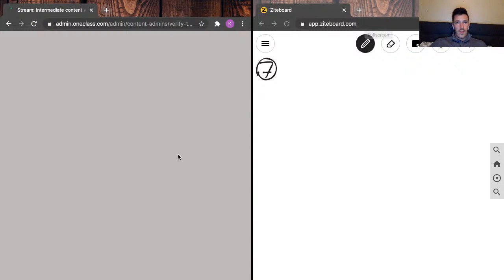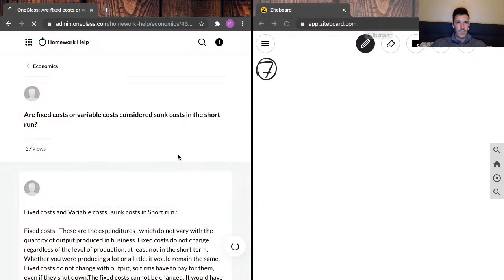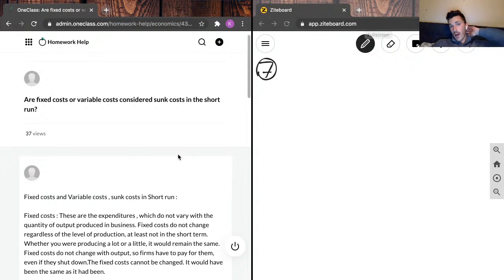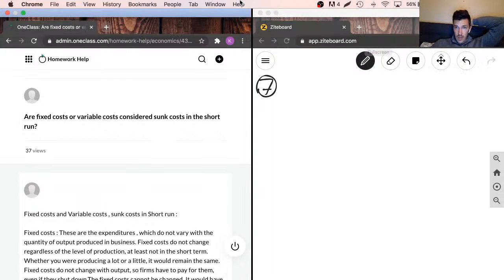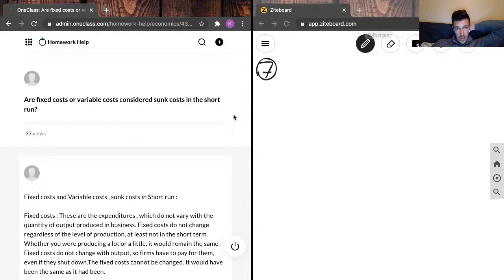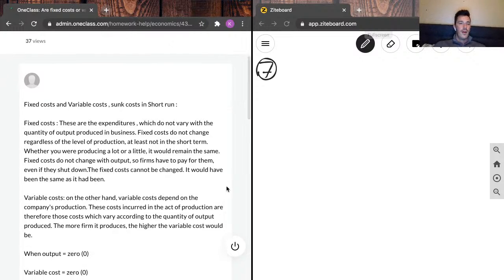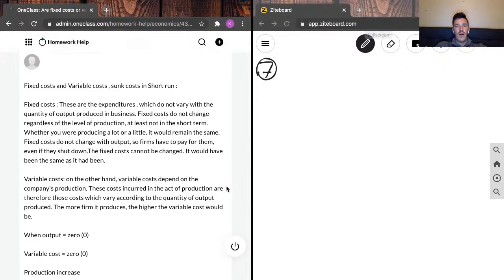Move on now to the last question. Are fixed costs or variable costs considered sunk costs in the short run? So our junior tutor has said that fixed costs and variable costs are sunk costs in the short run. Fixed costs are the expenditures which do not vary with the quantity of output produced in a business. Fixed costs do not change regardless of the level of production, at least not in the short term.